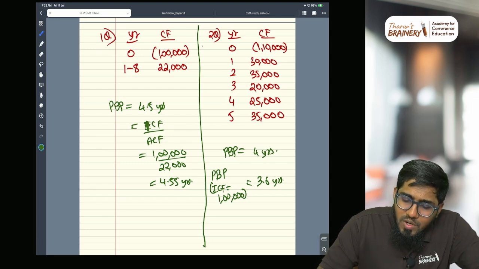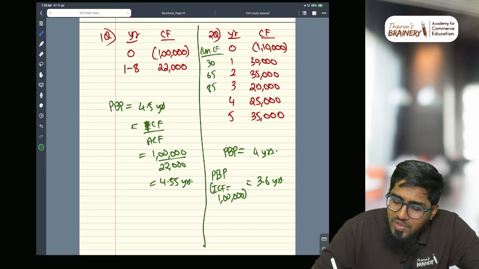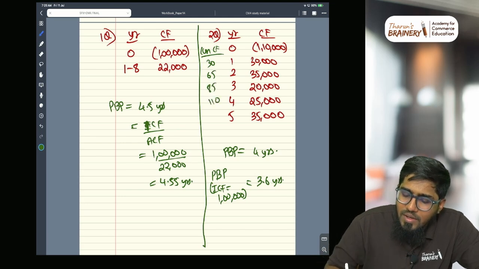So how have we calculated, sir? First you have to put one more column called cumulative cash flow. So 30k, then 30 plus 35 is 65, then 65 plus 20 is 85, 85 plus 25 is equal to 110, and 110 plus 35 is equal to 145.